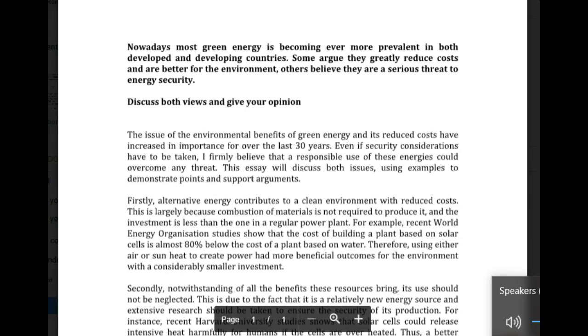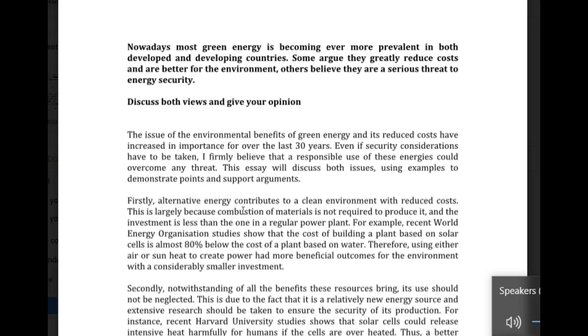Firstly, alternative energy contributes to a clean environment with reduced costs. This is largely because combustion of materials is not required to produce it, and the investment is less than the one in a regular power plant. Okay, it's fine. There is a more elegant way of saying this. You could say instead, and the investment is less than that of a regular power plant, and it sounds more advanced, and it's just more appropriate here.